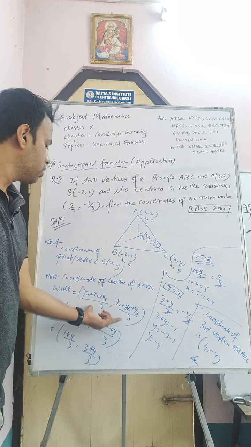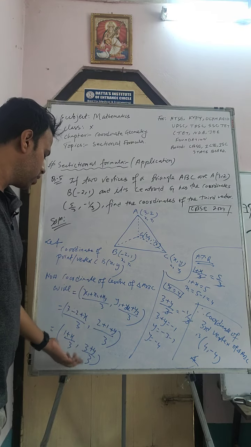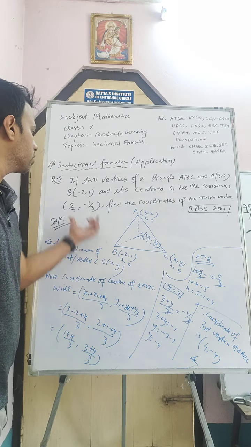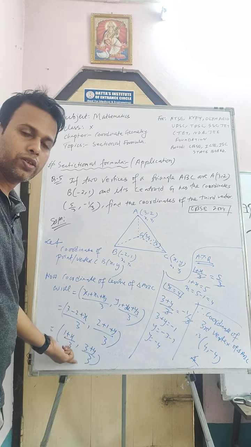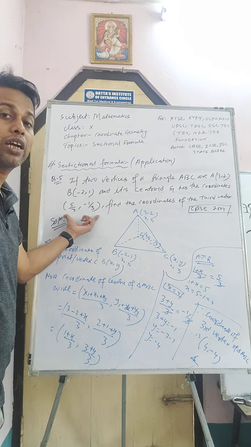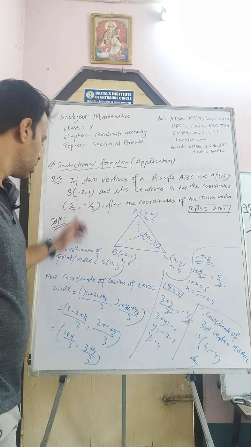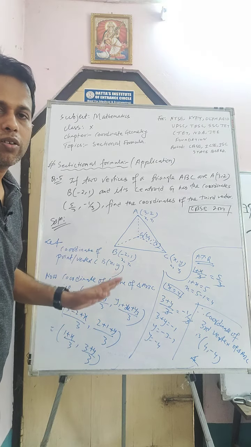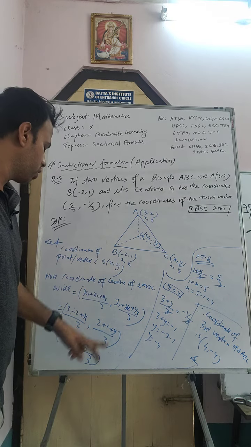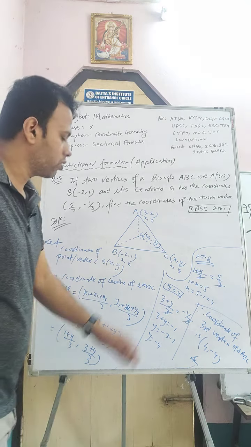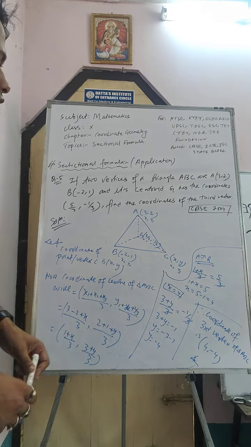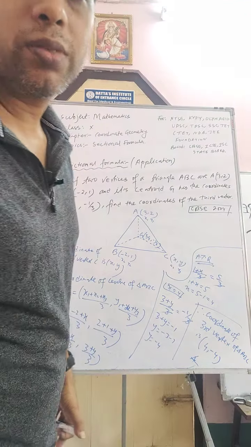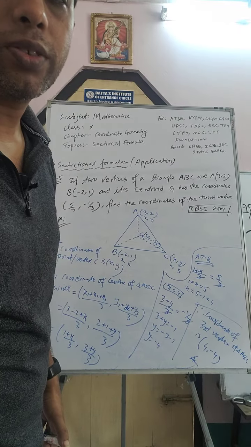After simplification, this centroid becomes 1 plus x by 3 and 3 plus y by 3, and this coordinate is the same because this one is also the centroid of the triangle according to the question. So 1 plus x by 3 equal to 5 by 3, from here I find the value of x is 4, and 3 plus y by 3 equal to minus 1 by 3, and from that I find the value of y is minus 4. So the coordinate of the third vertex will be 4 comma minus 4. Okay, clear this much? I hope it is clear to all of you.